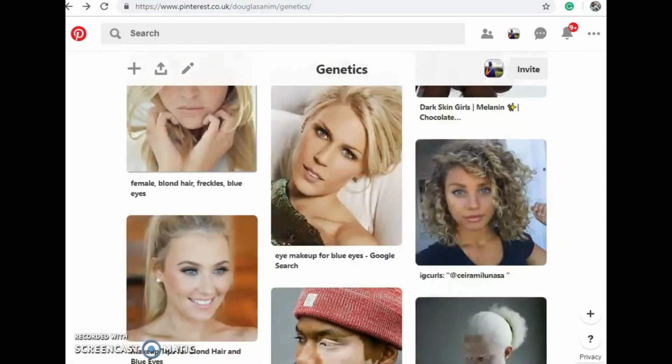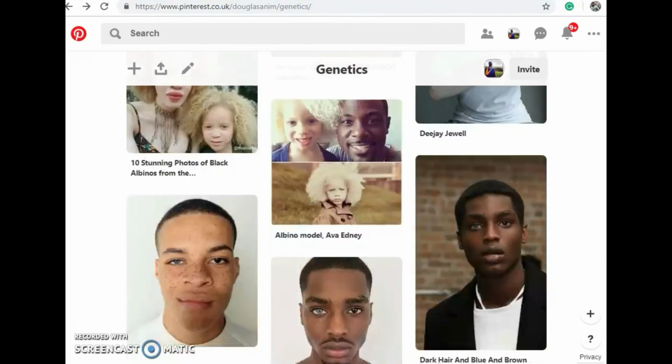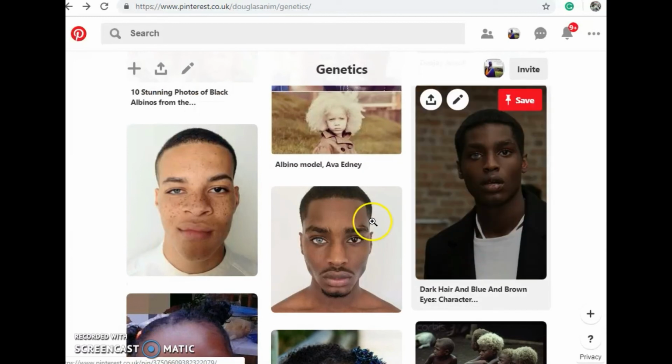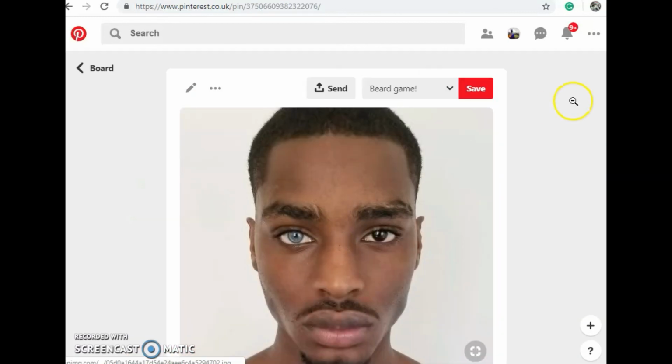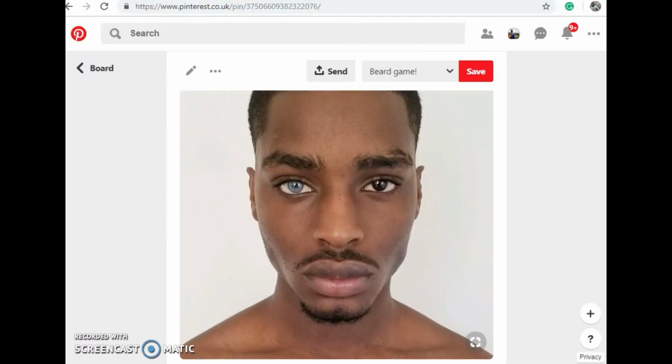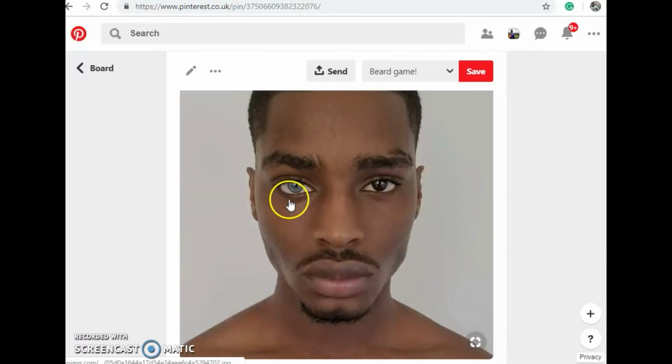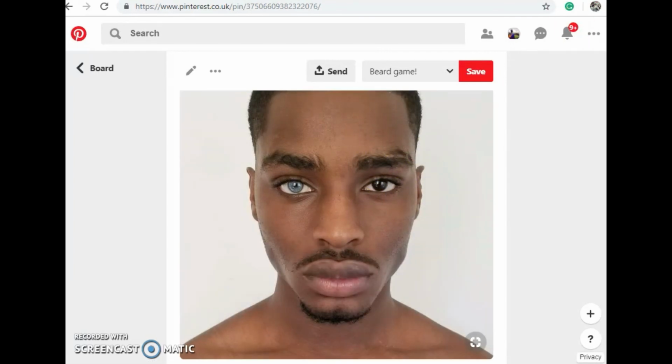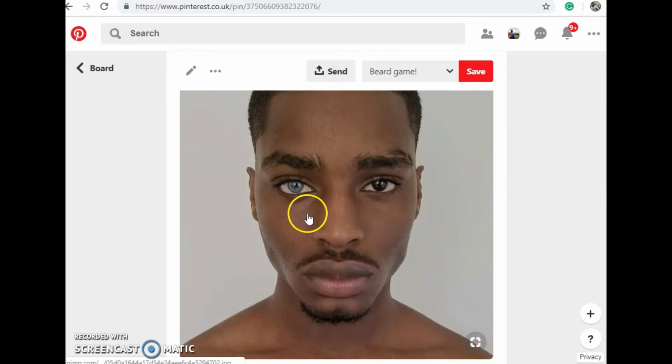Alright, there's some interesting ones I want to dive into. So, we've got this cool guy. He's a model. He has one blue eye and one eye that is dark brown. What is going on here? Sorry for the annoying voice. But what's going on here? He has a very rare mutation.